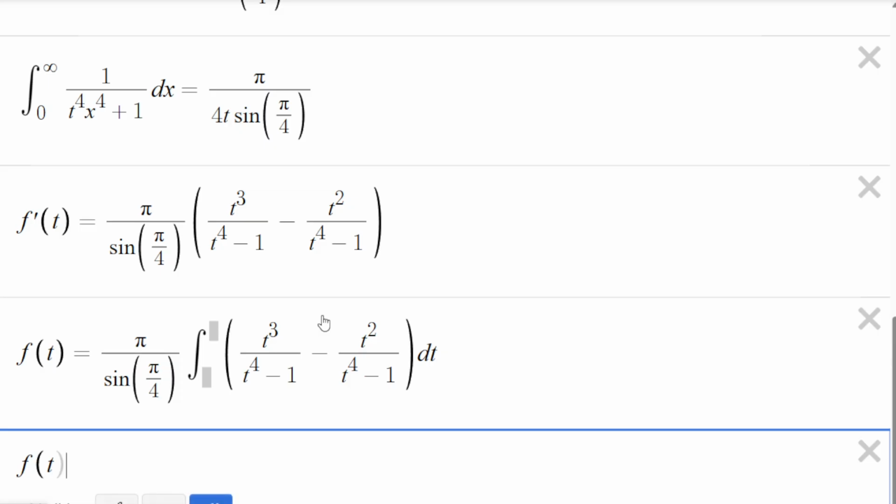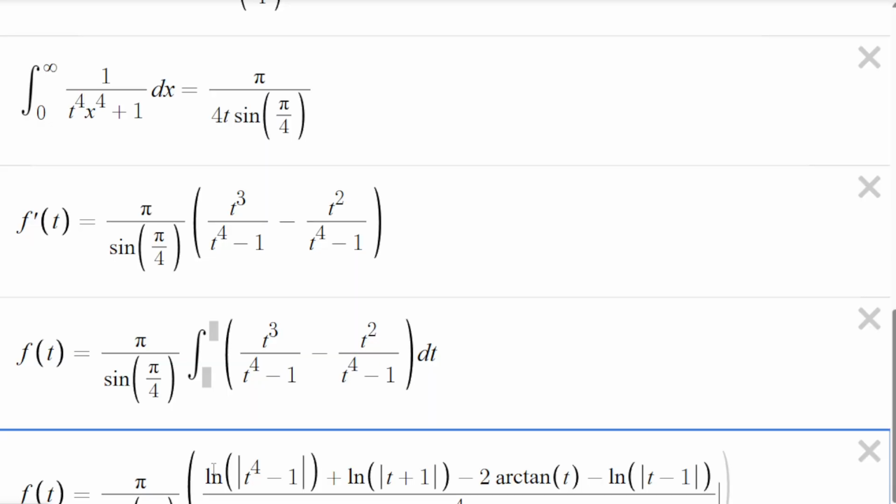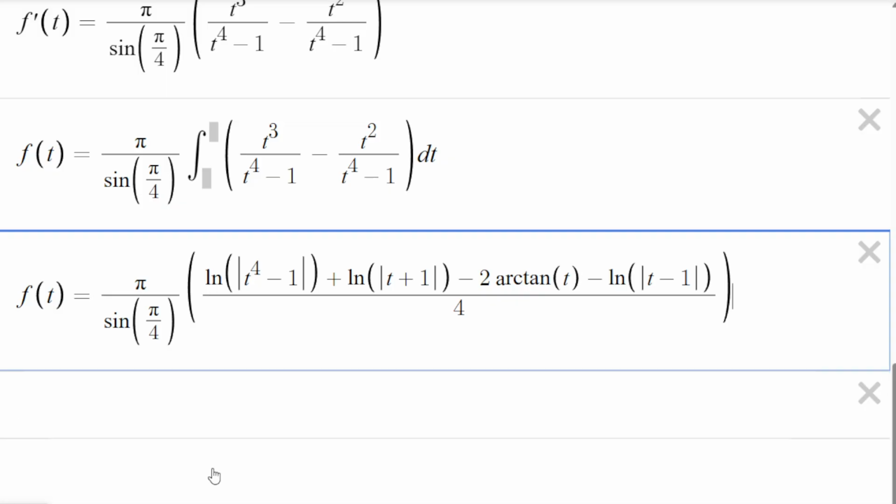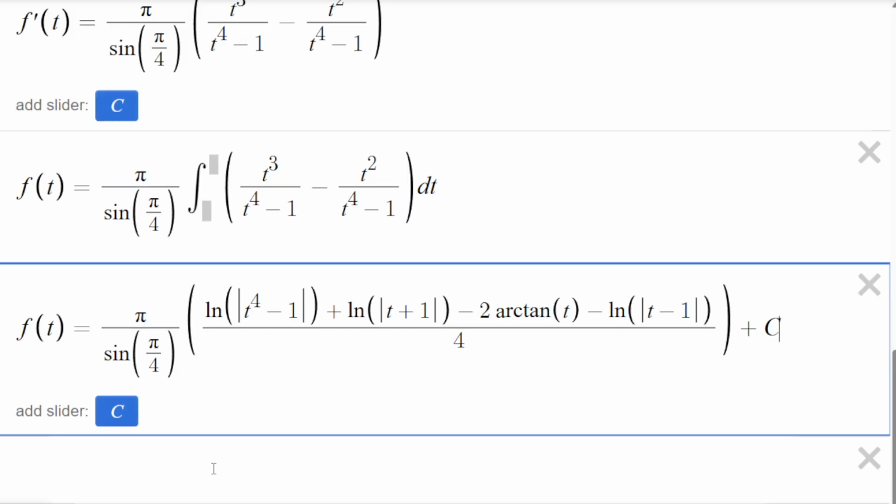So f of t is going to be equal to this. And that, it turns out, is equal to this. Well, we're going to have this constant term, and then times the antiderivative, which is this, according to an online integral calculator. Okay. So, let's see. Oh, and then of course we have plus c. Now let's clean this up a little bit.